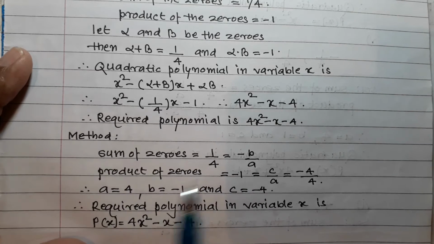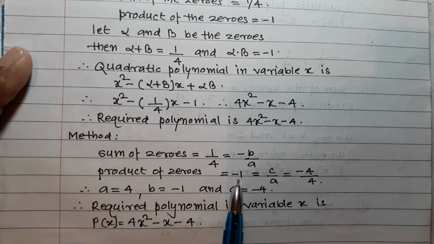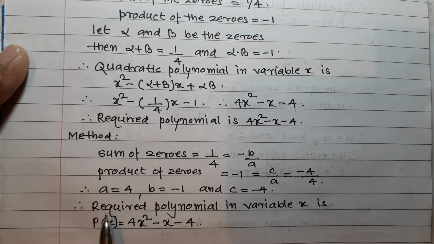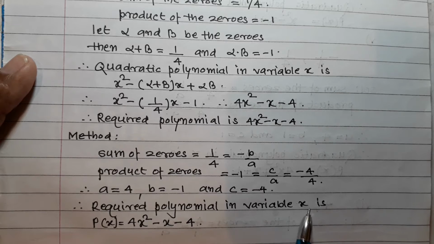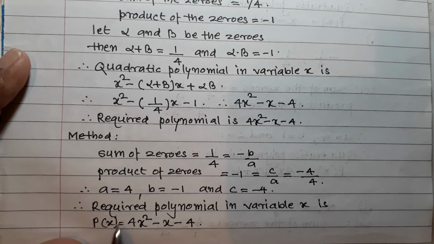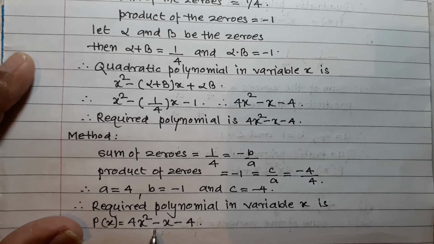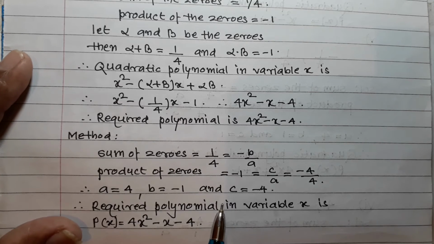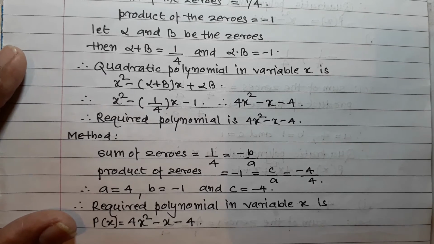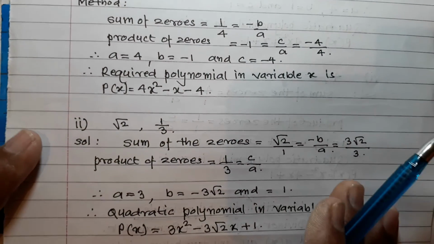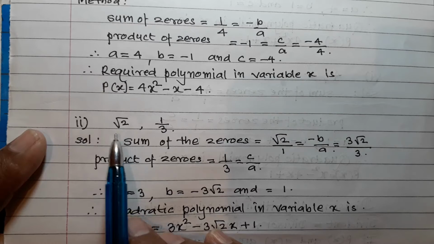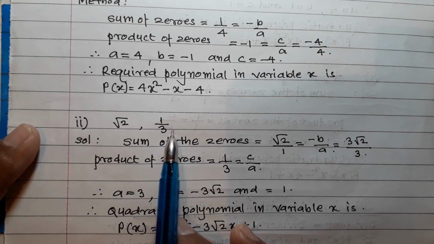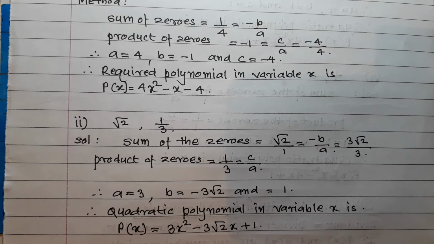So a is equal to 4, b is equal to minus 1 and c is equal to minus 4. Okay. Now therefore the required polynomial in variable x is p(x) equal to 4x square minus x minus 4. Okay, so this is a rather easy method. So adopt this method. Question number 2. Sum of the zeros is equal to root 2 and the product of zeros is equal to 1 upon 3 given. So write your solution.